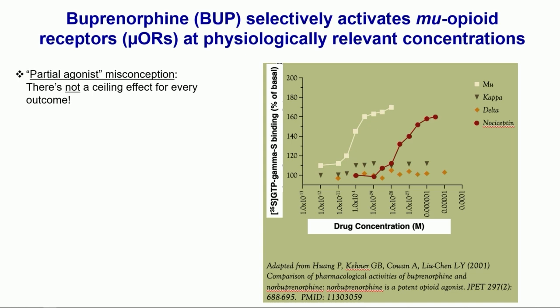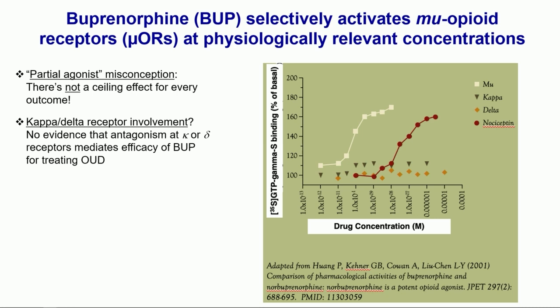The idea that buprenorphine is a partial agonist, though, has been sort of overgeneralized. We know that buprenorphine has analgesic effects that are not limited by dose, but the respiratory depressant effects are. So we need to discriminate, when we're talking about partial agonism, whether we're talking about the activation in the biology or whether we're talking about the endpoints clinically that we're measuring. So there's not a ceiling effect for every measure. It is a partial agonist at mu receptors.